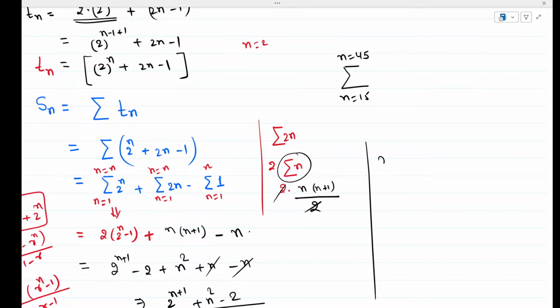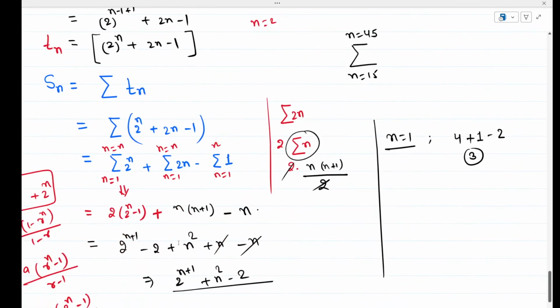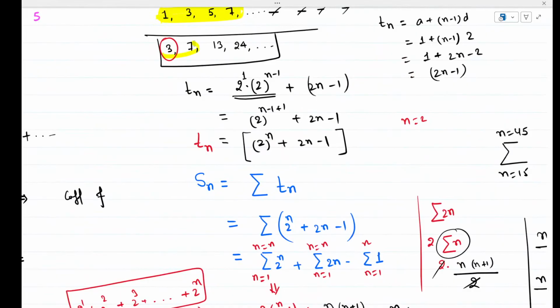So we get 2 raised to power n plus 1 plus n square minus 2. Put the n value 1: we get 2 raised to power 2, that is 4, plus 1 square, that is 1, minus 2. The first term is 3, correct. If you put n equals 2, 2 raised to power 3 is 8, plus 2 square, that is 4, minus 2: 12 minus 2, that is 10. Yes, it's working. If you add the first two terms, 3 plus 7, you get 10.